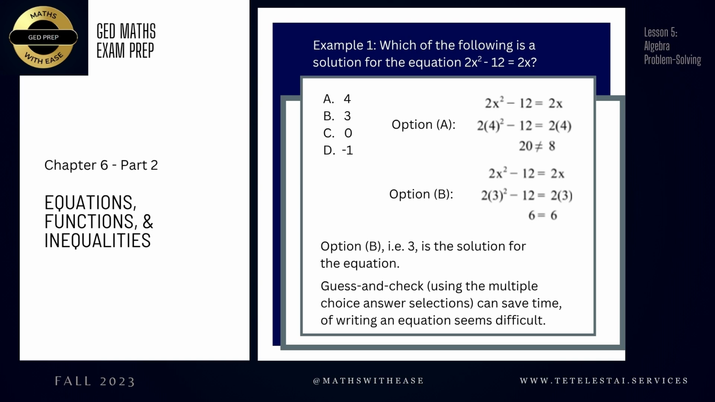So we go on to the next solution, rather, which is 3. Let's plug in 3 here. 3 squared is 9. 9 times 2 is 18. 18 minus 12 is 6. 2 times 3 is 6. 6 equals 6. We have 6 on both sides, so we know that 3 is the correct solution for this expression. So essentially, all we've done is just test out the solutions to see which one gives us the same number on both sides of the equal sign.